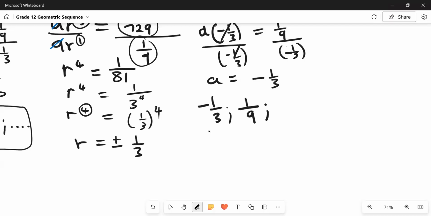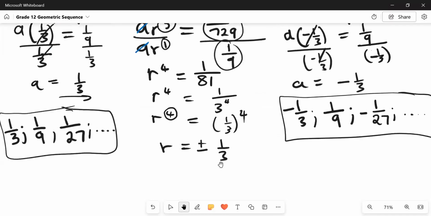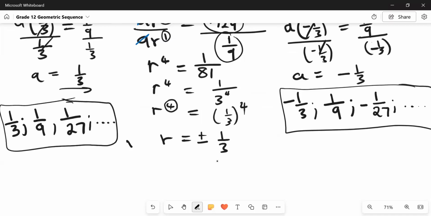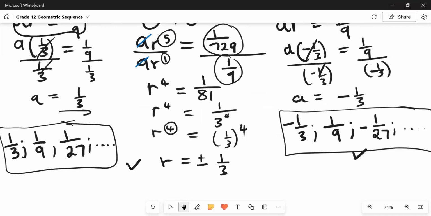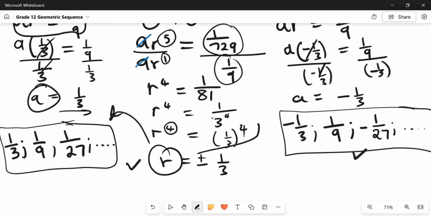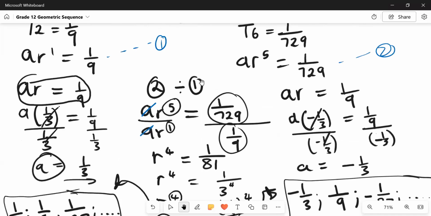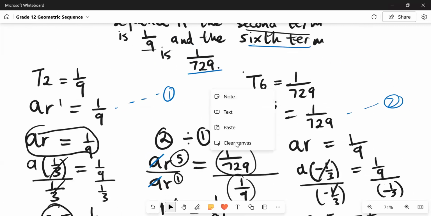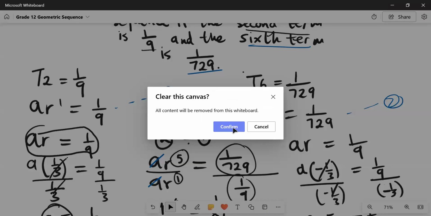Then you multiply again by r: 1 over 9 times negative 1 over 3 gives negative 1 over 27. This is your pattern. Then you've answered the question. So you have two patterns, the first one and the second one. Basically, you were supposed to calculate a and r so that you can get these two patterns. I hope it makes sense. This was example 3. Let's move to example 4, which is our last example.